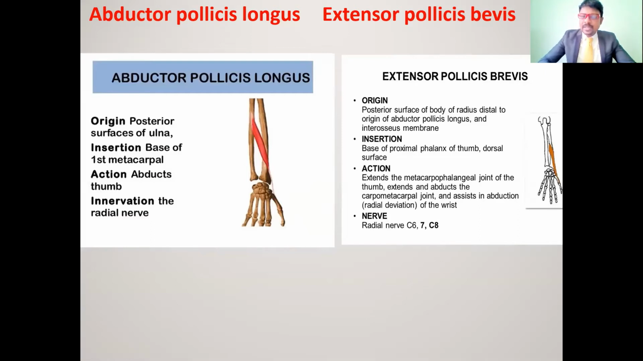If you see the action of the extensor pollicis brevis, pollicis means thumb, brevis means a small one, longus means a long one. And abductor helps in abduction. Pollicis means the thumb, and longus, so it mainly helps in the abduction of the thumb. If you understand the name itself, we can easily understand what the muscle is and what its action is. And this is also innervated by the radial nerve.